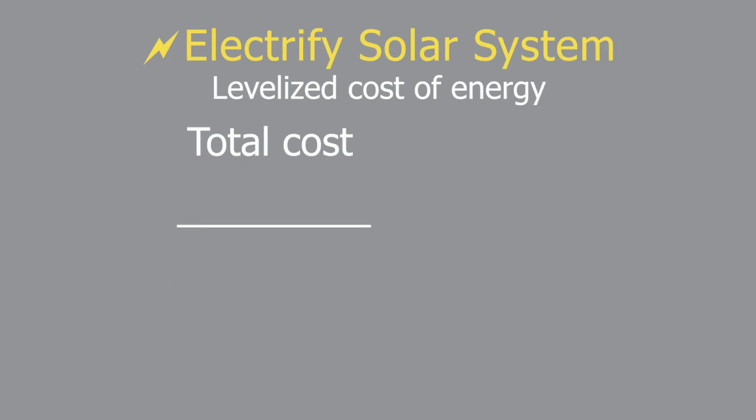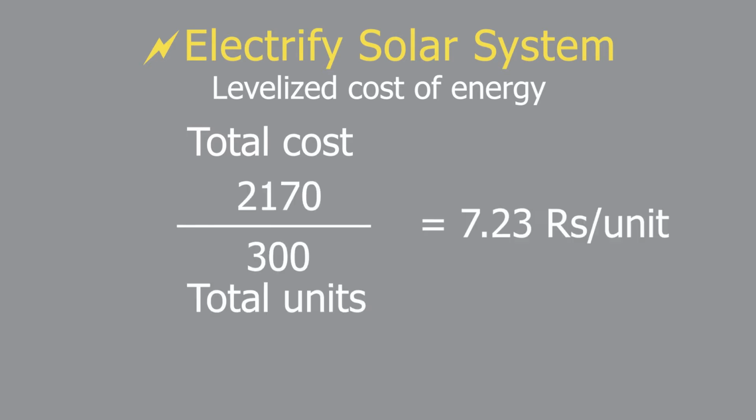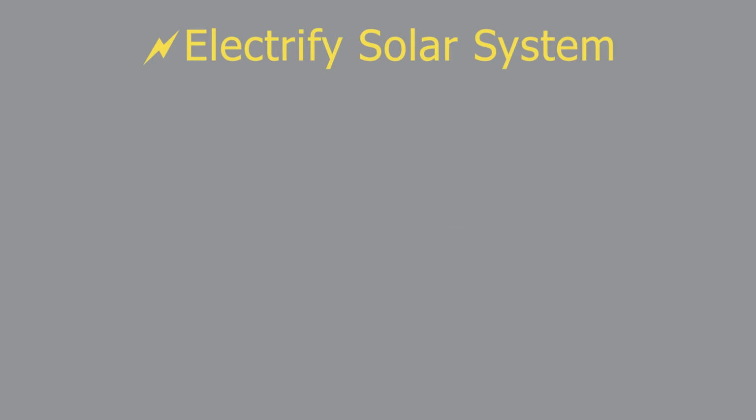Now divide the sum of cost by the sum of electricity generated. So there you have it, rupees 7.3, which is 60% less than rupees 20, which is charged by your electric company.